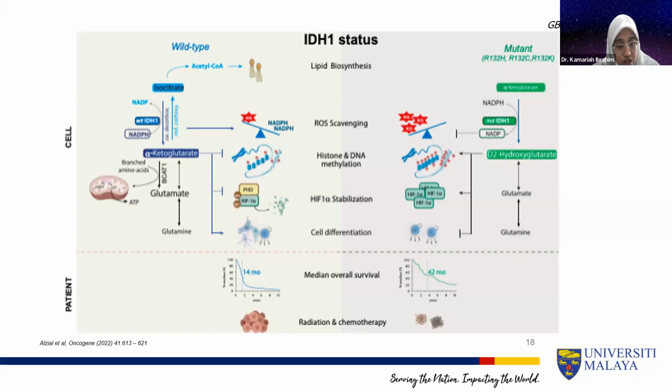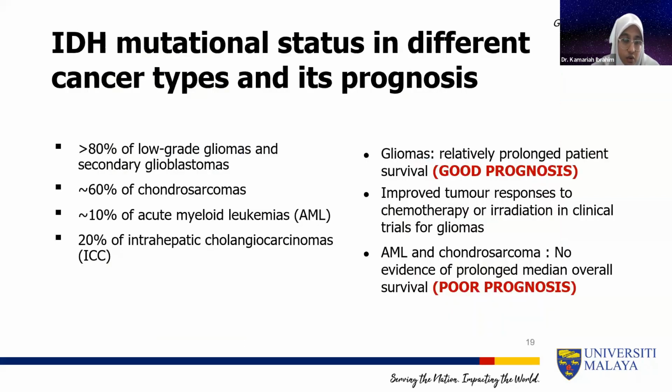So you can see that there's a huge difference between IDH1 wild type, which has a 14-month survival, compared with mutant IDH1 at around 42 months. And as I mentioned before, in gliomas, if the patients have IDH mutation, it indicates this patient has good prognosis, and improved tumor response towards chemotherapy or irradiation in clinical trials.